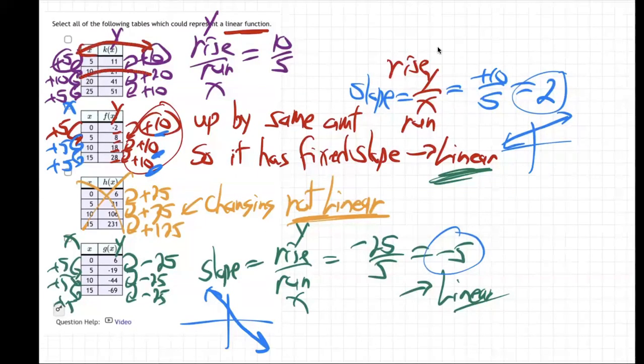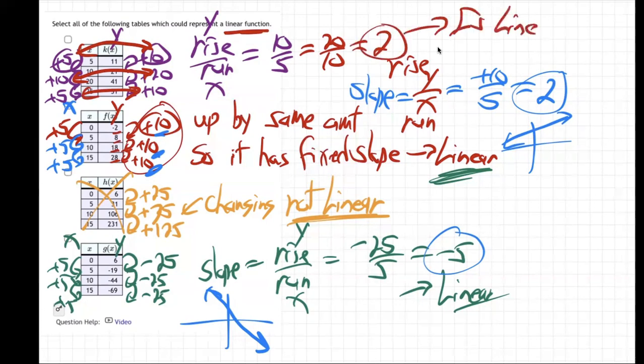But the next one changes. Well, it's 20 over 10. And then it's back to 10 over 5 again. Those are the same thing. Those are all steady too. So that one is linear. That one actually is linear. That's the trickiest one. Let me check that one. So those three are linear.